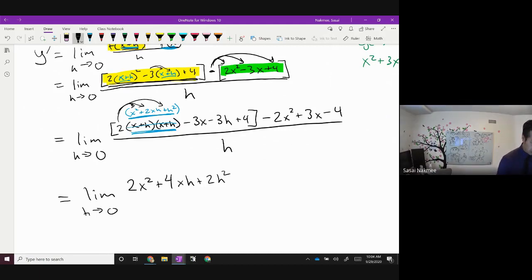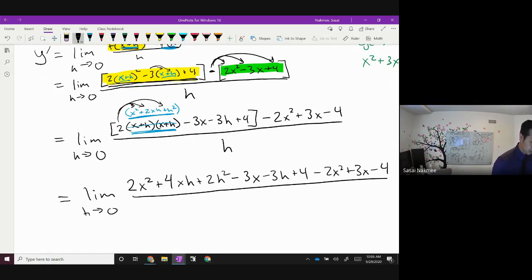What I've written down was just me distributing that 2 right there in the very top. I'm going to bring all this down as well without the brackets anymore because I don't need them anymore. This is going to be minus 3x minus 3h plus 4 minus 2x squared plus 3x minus 4. And this is all over h. I'll give you guys a second to write that down. It's a lot. I know.